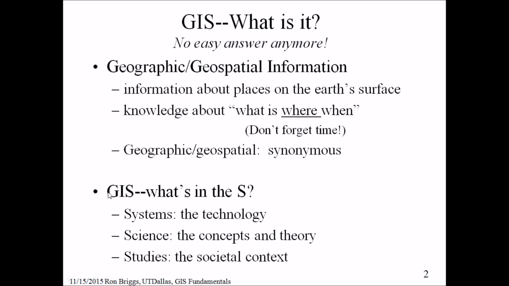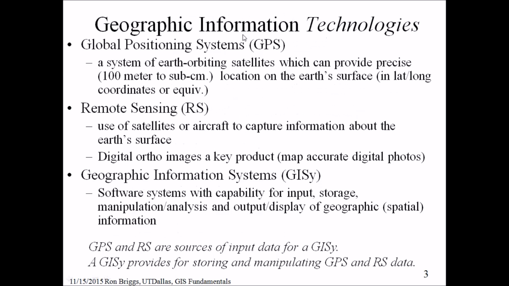What is S in GIS? S is system, S is science, S is studies. So the system is the technology, the science is the concept and the theory, and the studies are the studies based on these results, meaning the societal context.